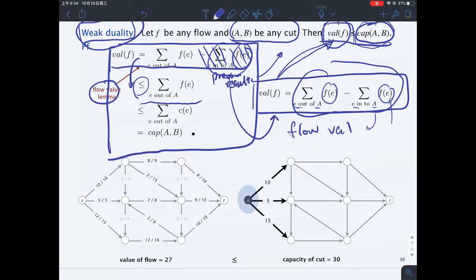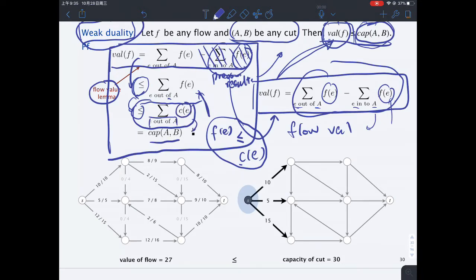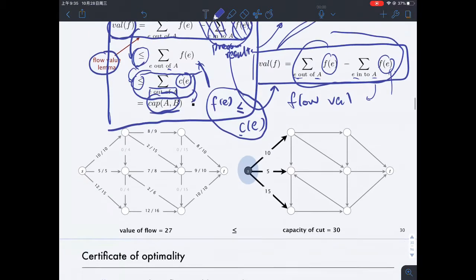From the second line to the third line, it uses the fact that the flow of an edge is at most as large as the capacity of an edge. So this is what we are using. Basically we are using the fact that the flow has to be a feasible flow, and in case it's a feasible flow, it cannot be larger than the capacity of any edge. If I look at the flow value for any edge, it cannot be larger than the capacity, right? And after I sum over E out of A, the capacity of all such E is exactly the definition of the capacity of the cut. So the weak duality is pretty straightforward. The value of the flow will not be larger than the capacity of the cut.